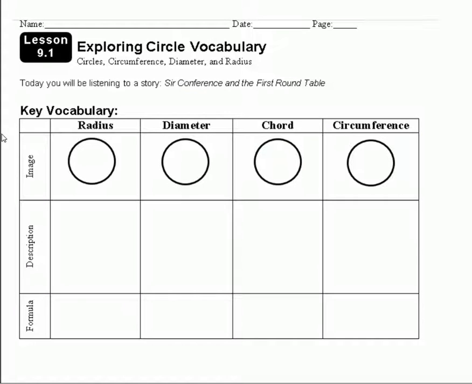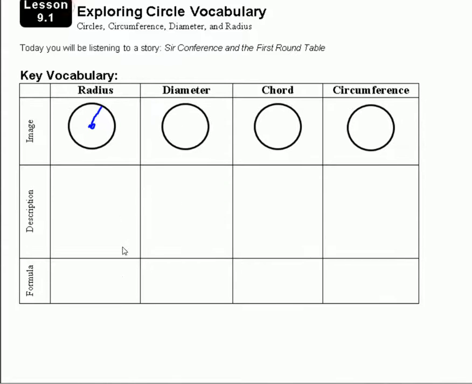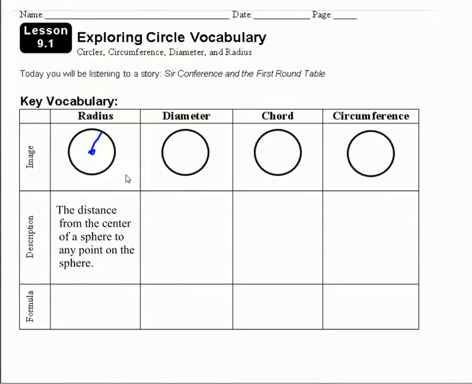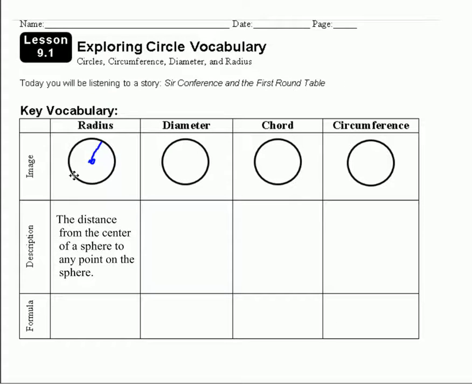Alright, now that you have heard circumference and the first round table, we're going to talk about some of the vocab that you might have heard in the story. First one is radius. There are a lot of different ways to draw a radius, many different radii, but typically you draw it from the center in any direction towards the outside of the circle. I'm going to draw a little dot where the center should be, and draw a straight line out to one of the sides. The description I want you to copy down is: the distance from the center of a sphere to any point on the sphere. So from the center to any point on the sphere.